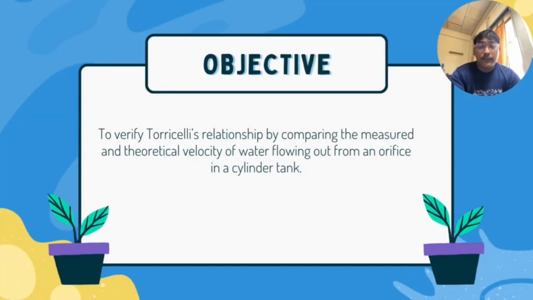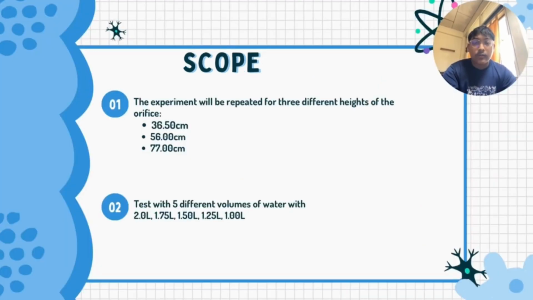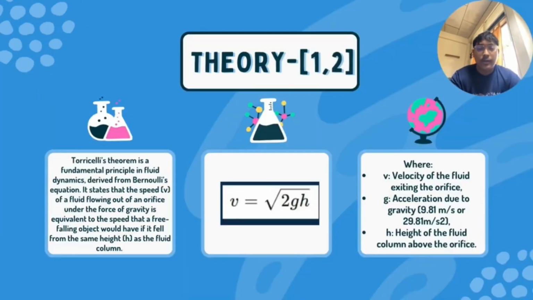Next, the objective of this experiment is to verify Torricelli's relationship by comparing the measured and theoretical velocity of water flowing out from an orifice in a cylinder tank. For the scope, number one, the experiment will be repeated for three different heights of the orifice, which are 36.5 cm, 56.00 cm, and 77.0 cm. Number two, test with five different volumes of water: 2.0 liter, 1.75 liter, 1.5 liter, 1.25 liter, and 1.00 liter.